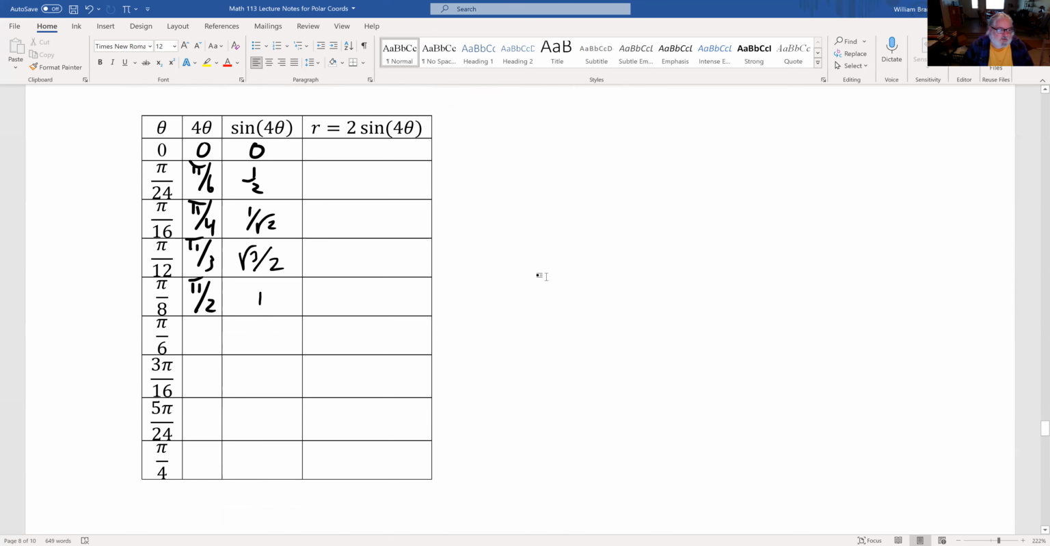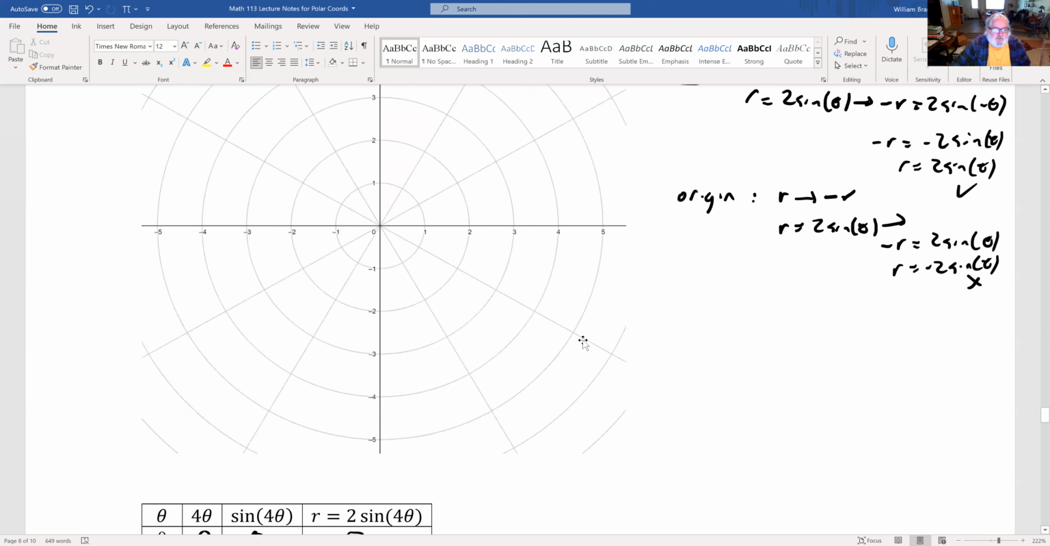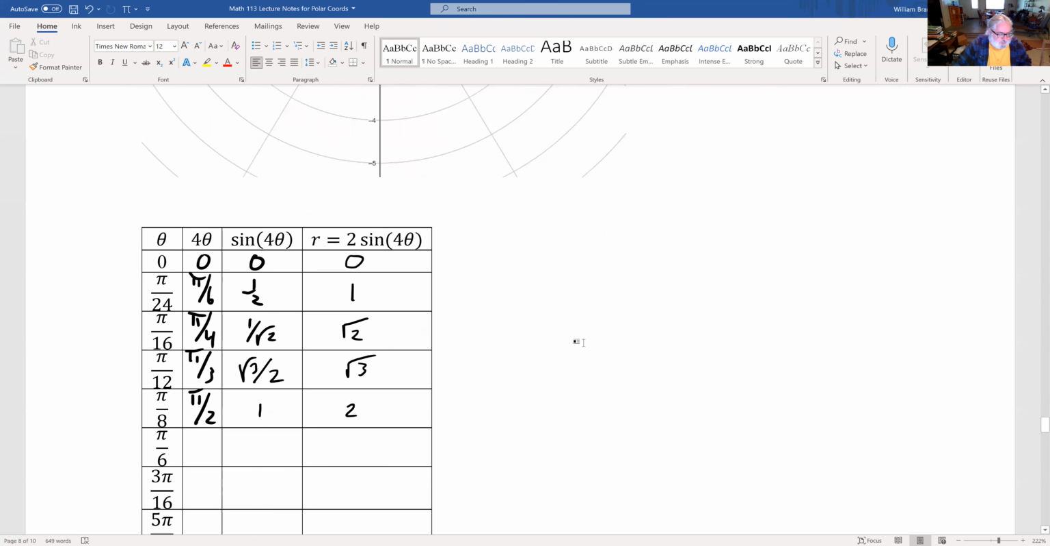So 2 sine 4 theta will give me 0, 1, square root of 2, which is about 1.4, square root of 3, and 2. Multiply those out. Okay, so that gives me the numbers. The problem is that on my graph, I don't actually have all these things.